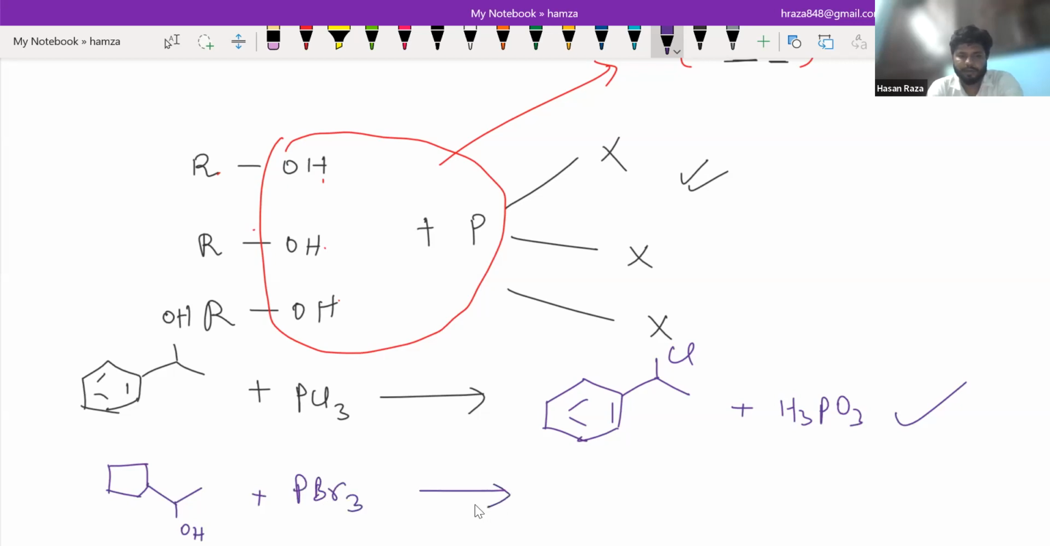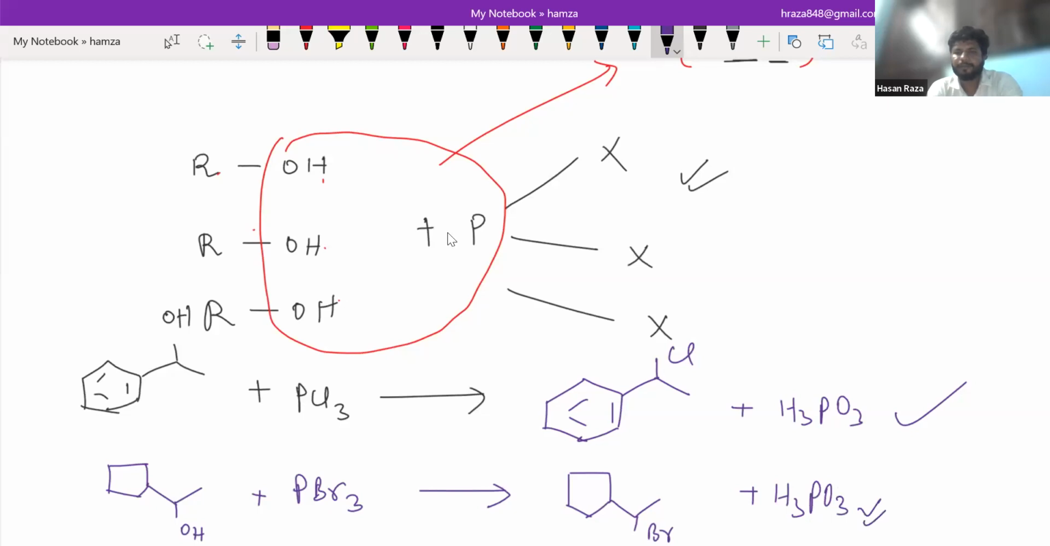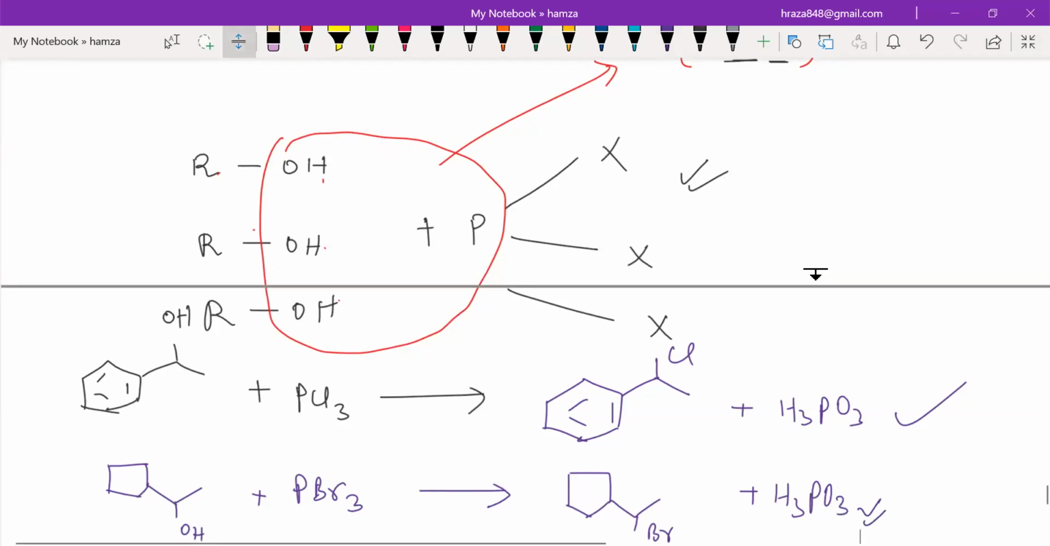Write the product, please. Sir, we'll replace the OH with Br. Yes, it's very easy. Just replace this. And what will be the byproduct? H3PO3. It's so easy. Sneha, Fatima.